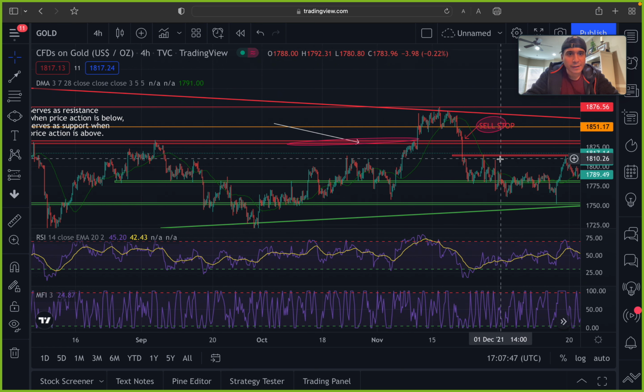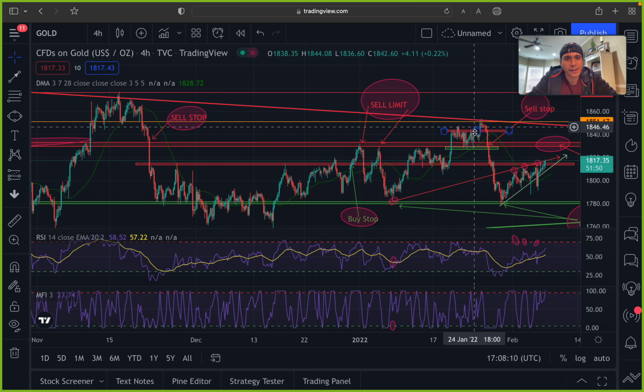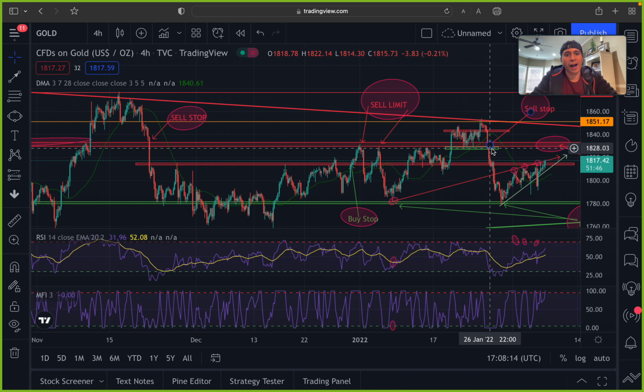So here's another example, right? Sell stop. Same thing. This was acting as resistance in the past because price action is below it, but once it does manage to get above it, it is now support, right? But knowing that, I would place a sell stop right here.